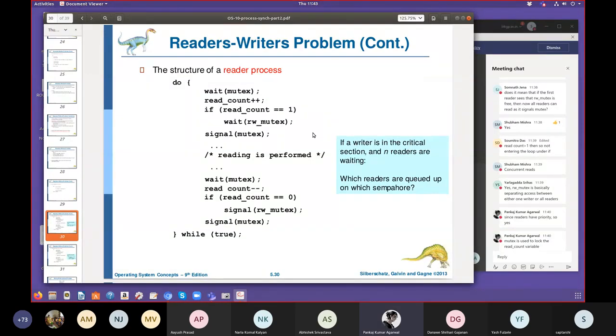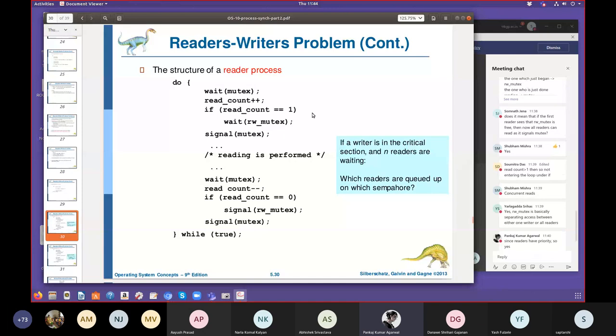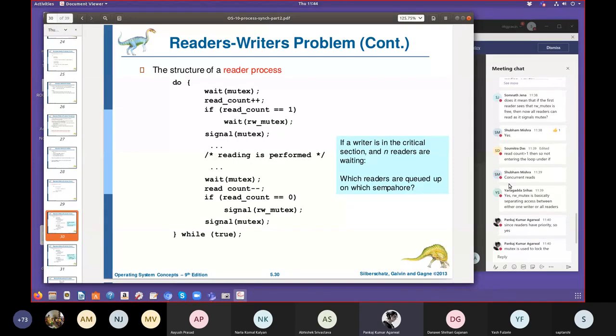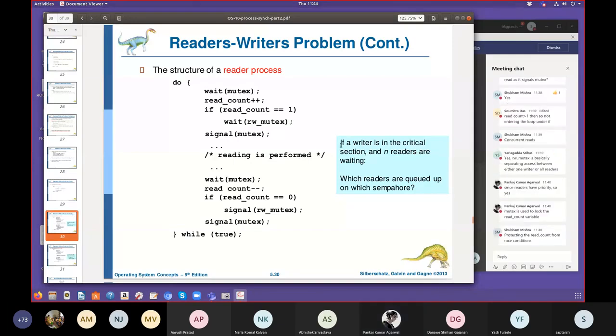But that is given in his condition. Like Somnath mentioned that RW mutex is free. Okay, that makes sense. Yes. Okay. Yeah, that's it. Yes. Okay.